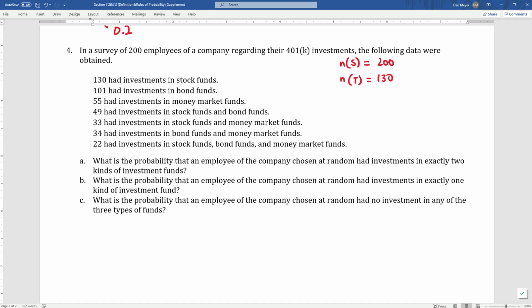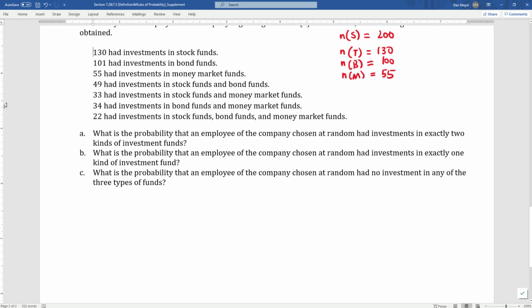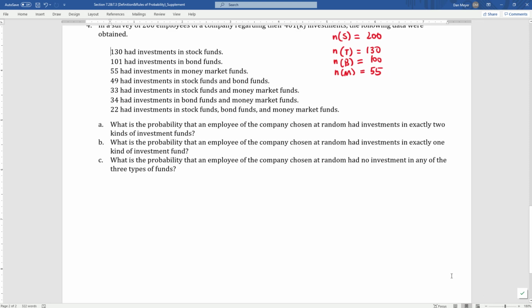For bonds, I guess we can call that B. Number of people who own bonds is 101. Number of people who own money market is 55. And so on and so forth. I don't want to beat this dead horse. All right, so let's get ourselves a nice 3-set Venn diagram going here, and then we can answer the probability questions that they ask. I might zoom out just a little bit so I don't have to cut off everything, and still have enough space down here.